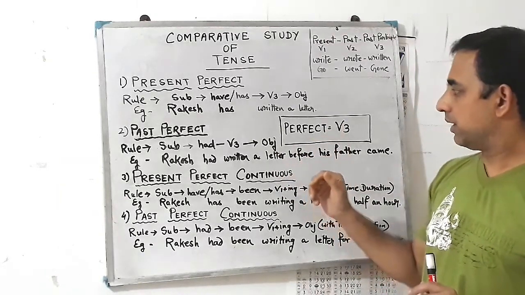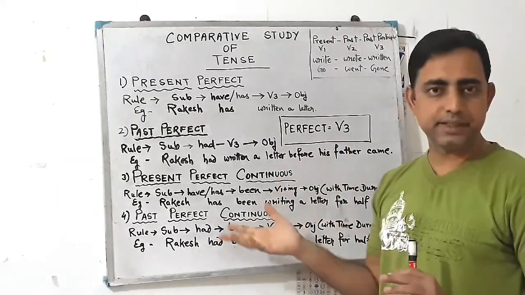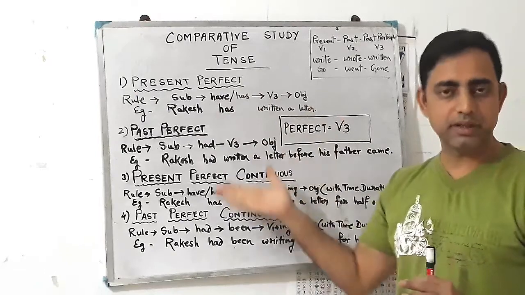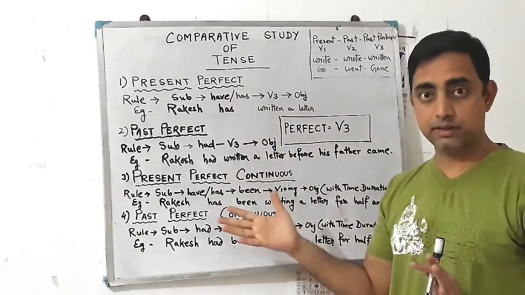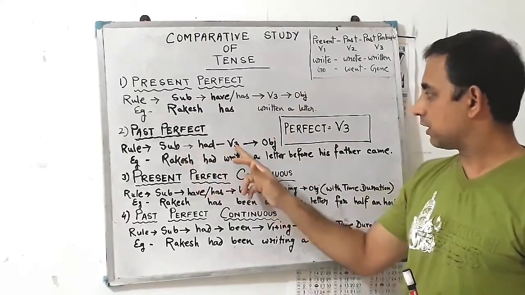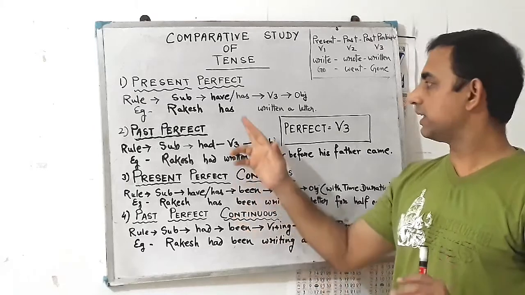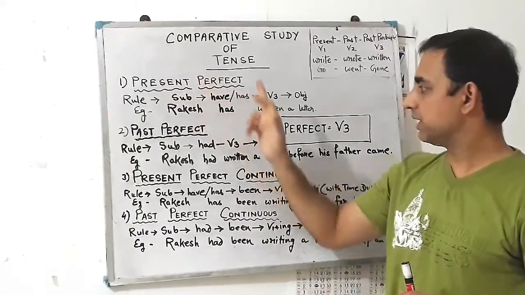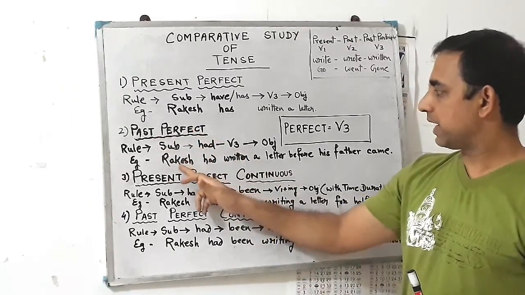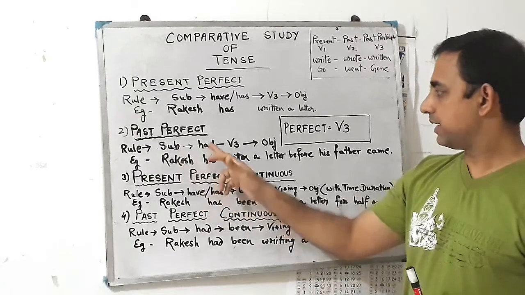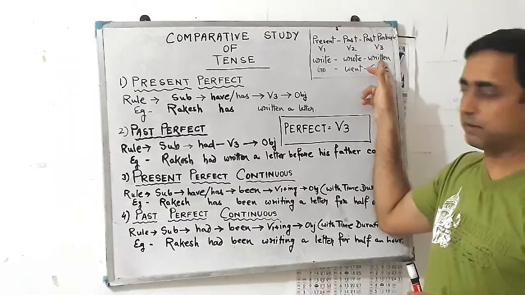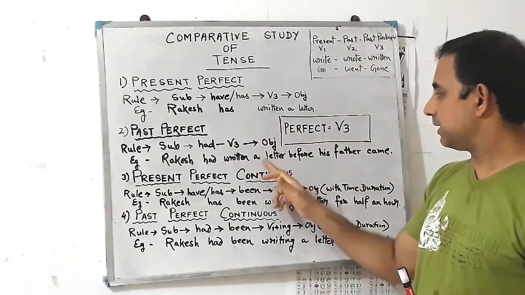So we see here the comparison of these two tenses and how similar these two tenses are. Subject, third form, object; subject, third form, object. Only you need to write have or has in present perfect and had in past perfect. So I have written the example here. Subject is Rakesh, then had, third form of verb is written, as I have written here. Then a letter.